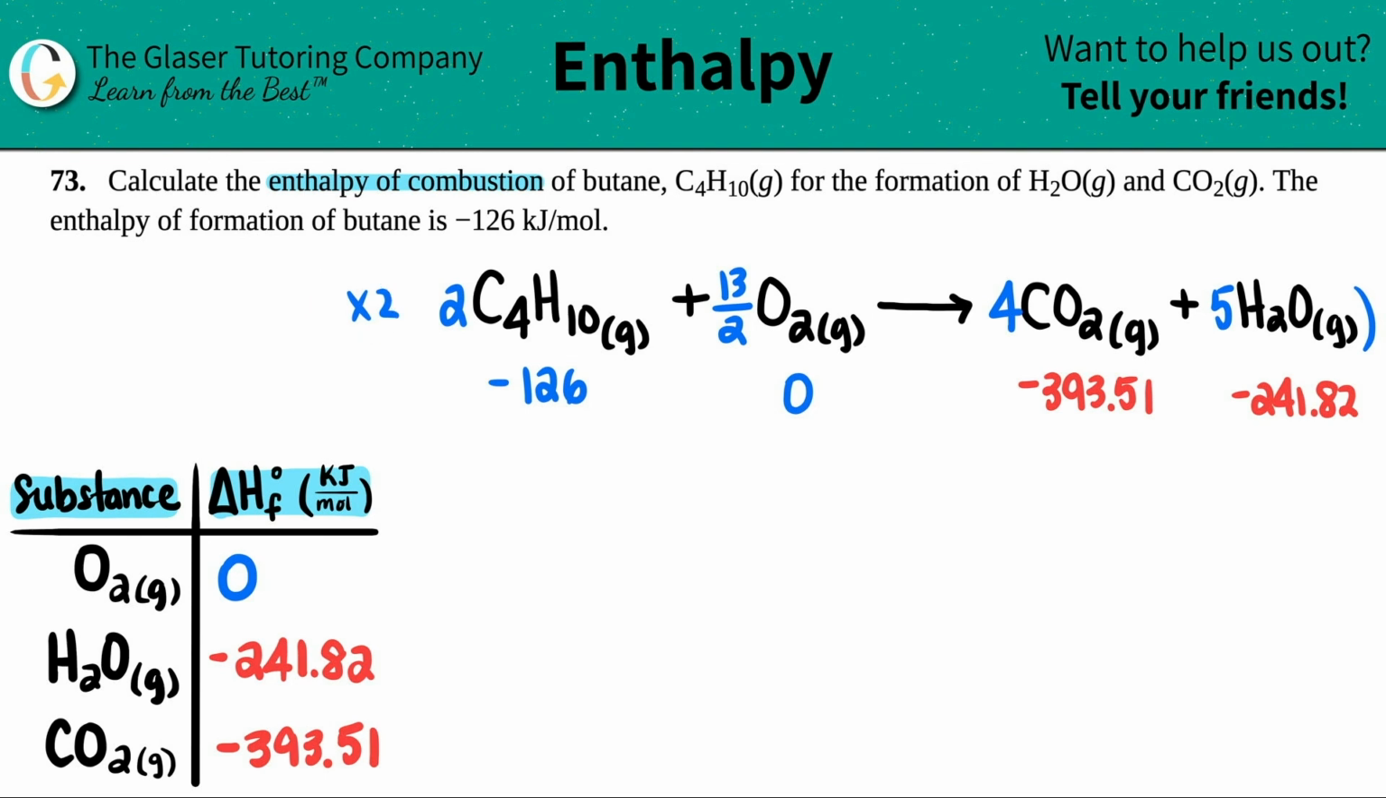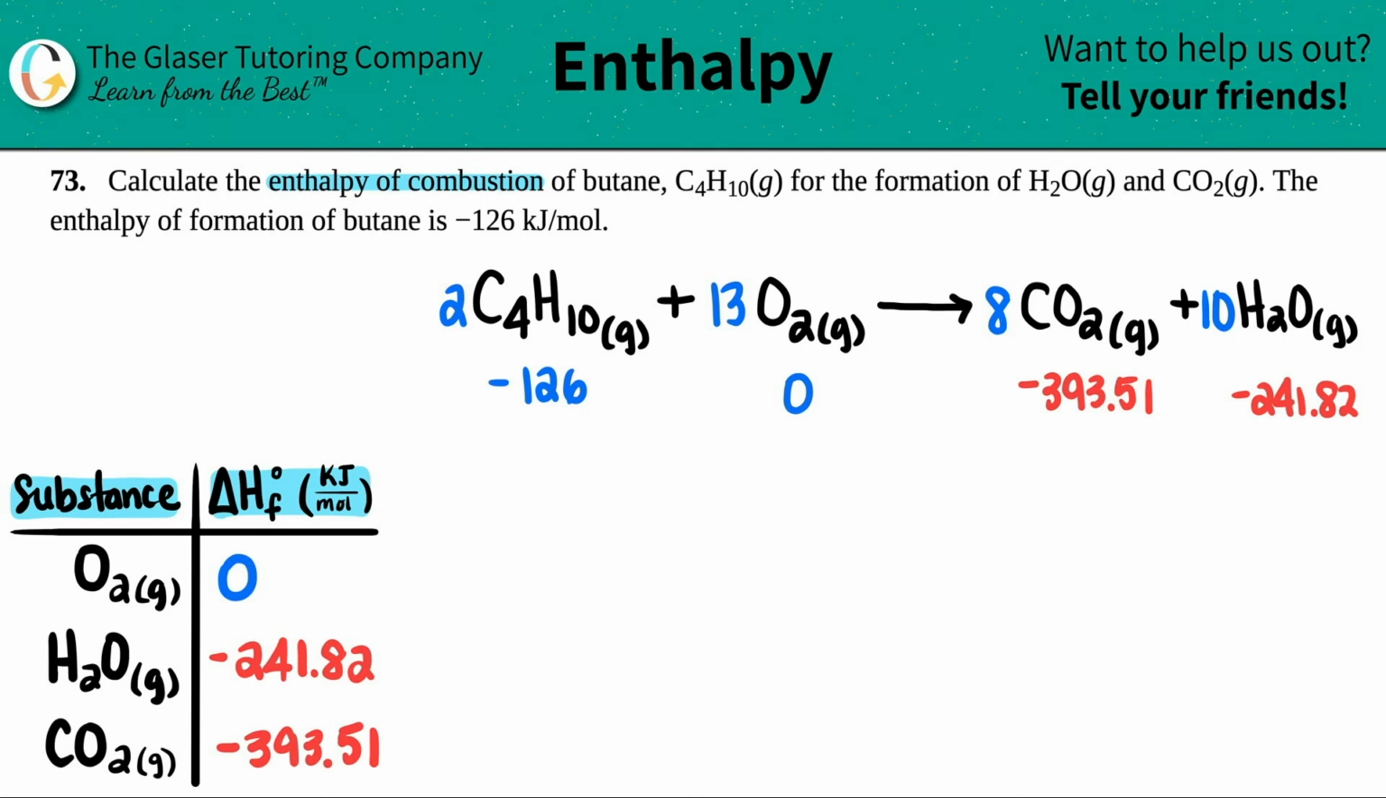13 over 2 times 2 is now just 13. Big numbers here. This is going to be a crazy combustion, I could tell you that. Let's see. 4 times 2 is 8. And then we got 5 times 2 is 10. All right. Balancing done. Now we are ready to use the formula.